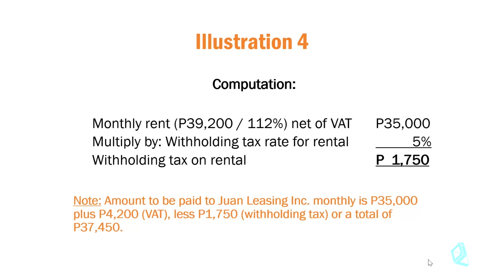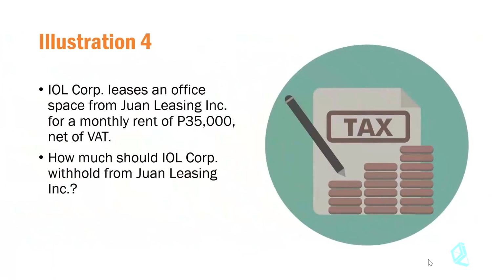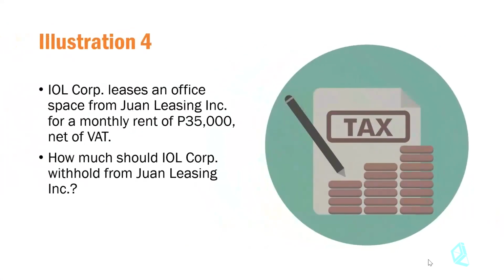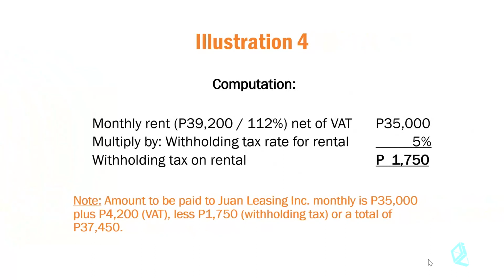So if the problem stated here that your monthly payment to the company is 39,200, it is presumably inclusive of VAT. Okay? But you notice the statement here is monthly rental of 35,000 pesos, and it explicitly stated there that it is net of VAT or exclusive of VAT. So we make use of 35,000 and we simply multiply that amount by 5%, which is the withholding tax rate for rentals, and your withholding tax on rental would be 1,750.